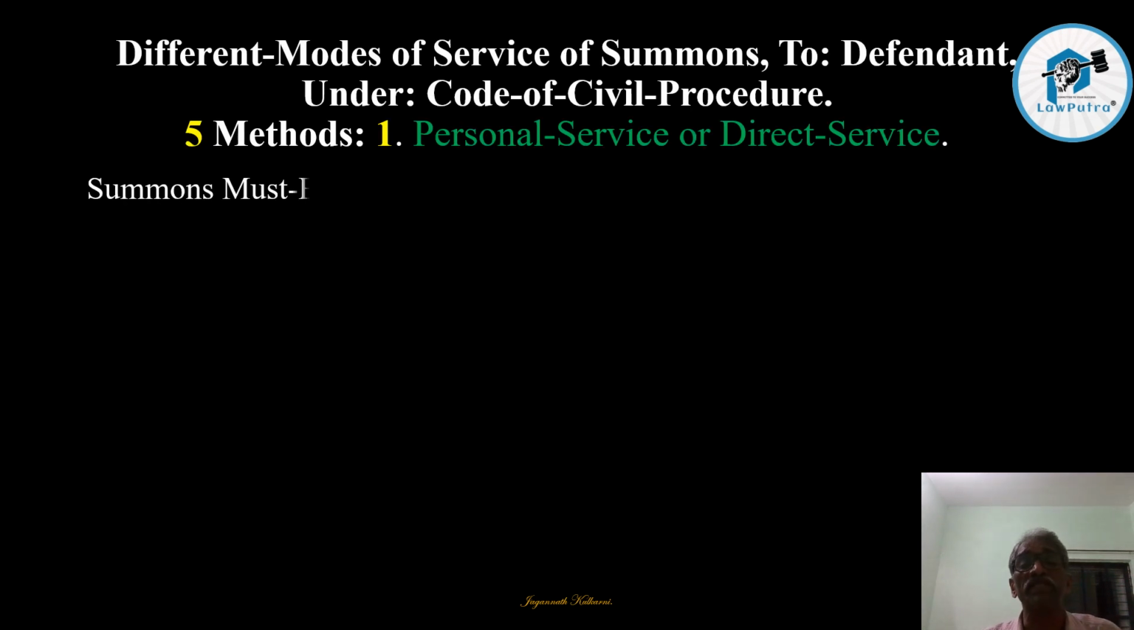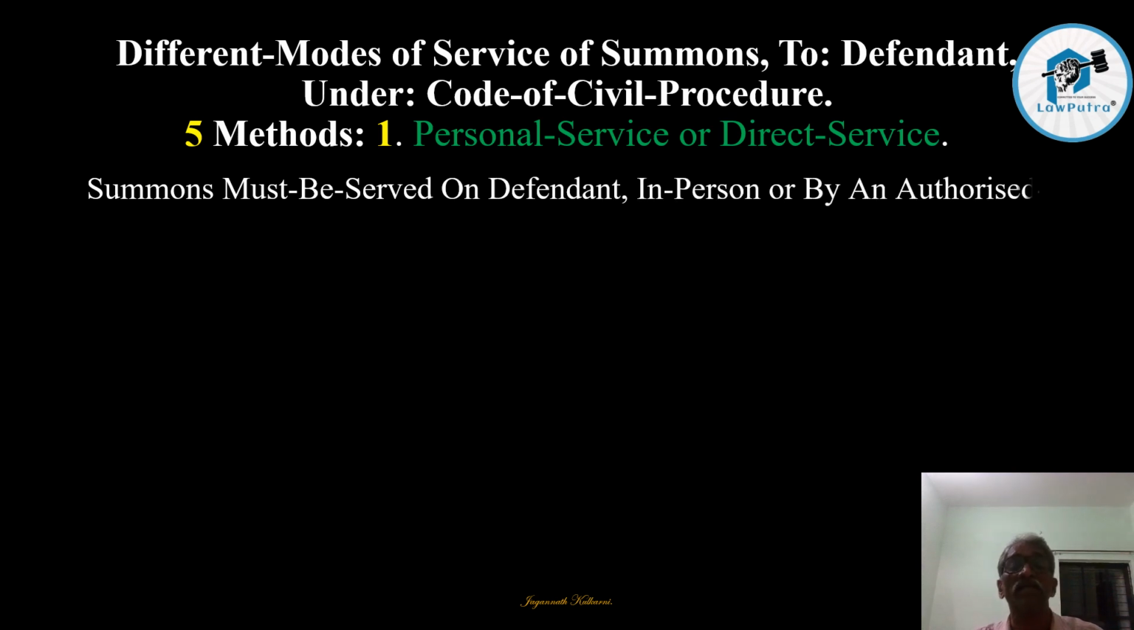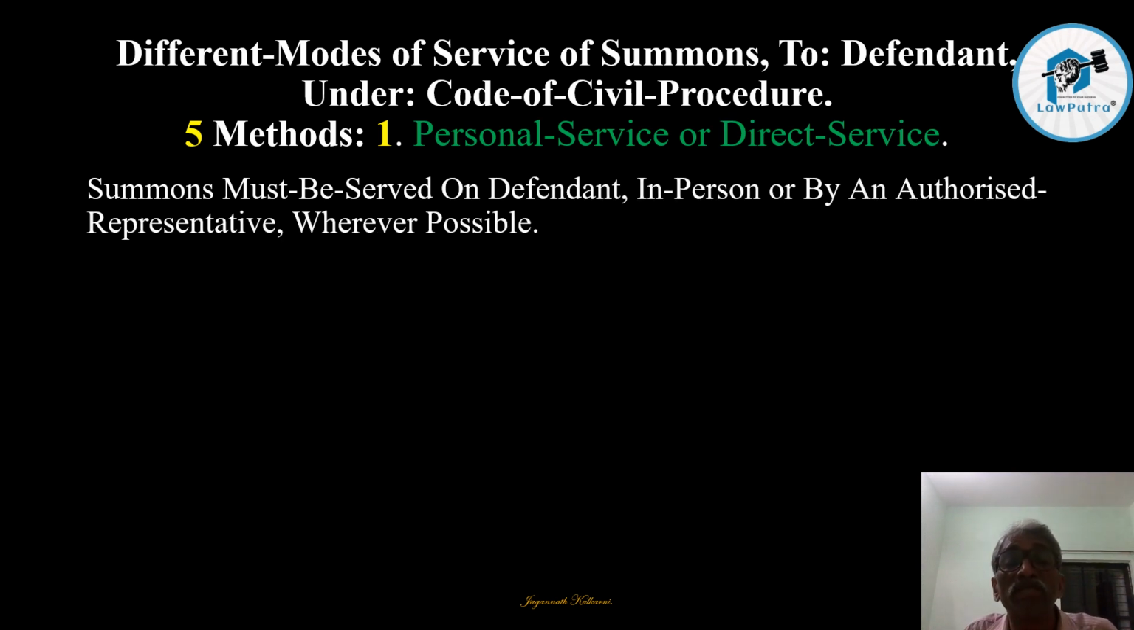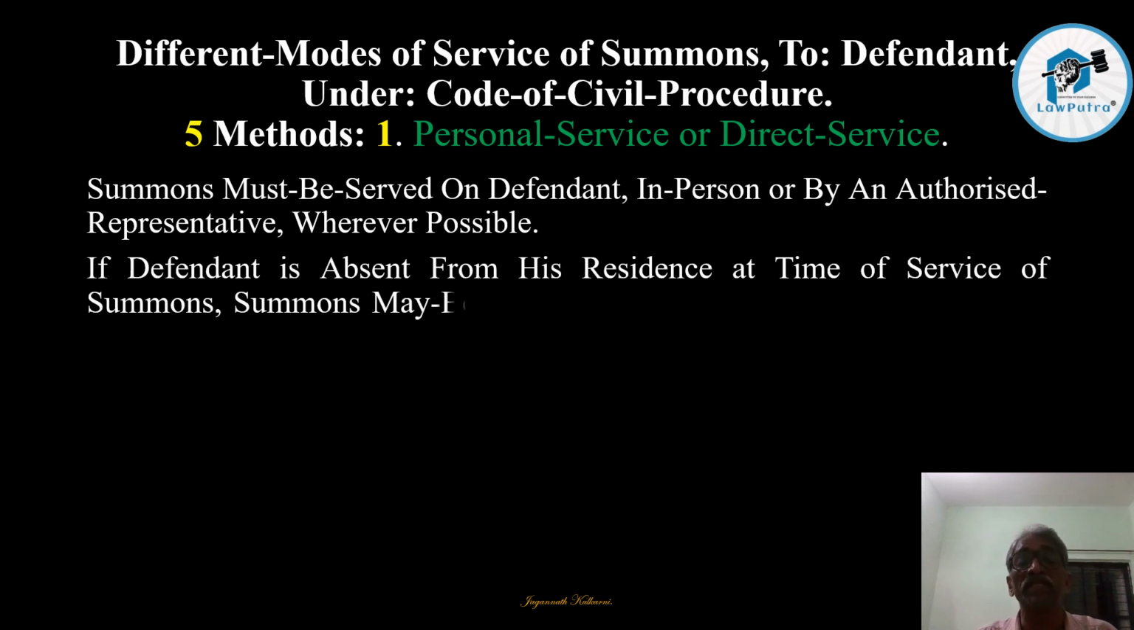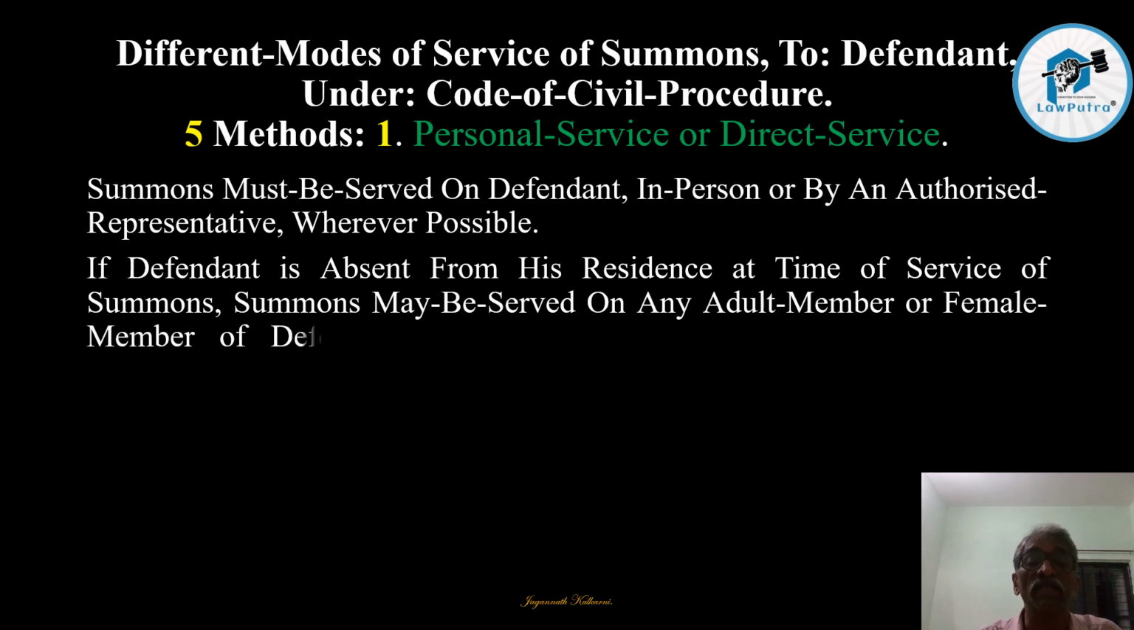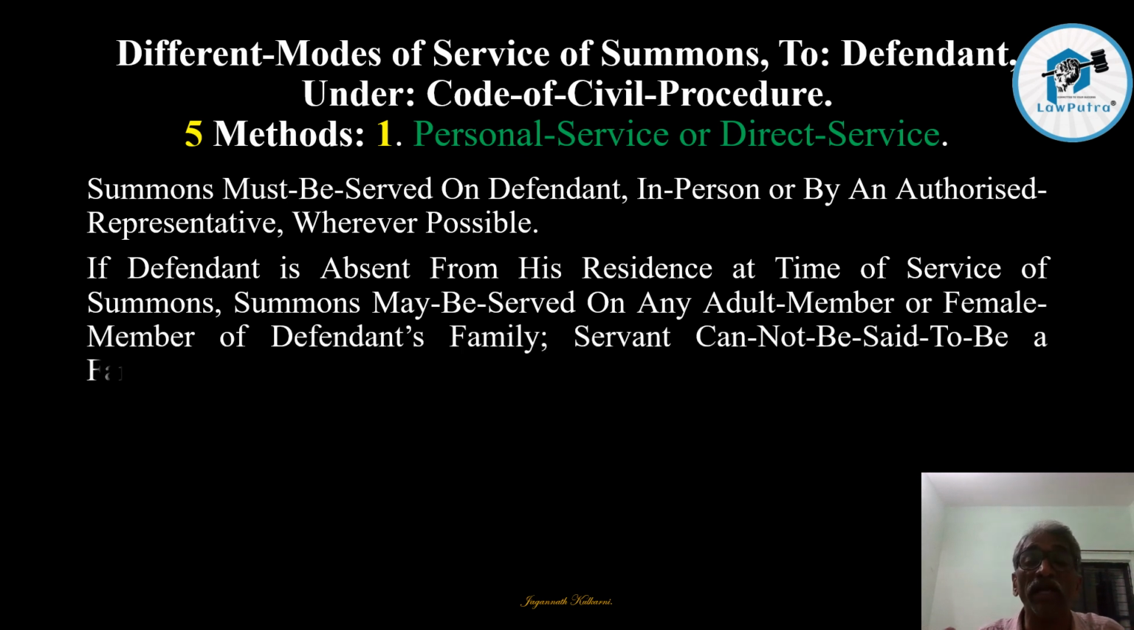The first service, which is personal service or direct service, here summons must be served on defendant in person or by an authorized representative wherever possible. Now, if defendant is absent from his residence at time of service of summons, then it may be served on any adult member or female member of defendant's family. But remember, servant of the defendant cannot be said to be a family member.